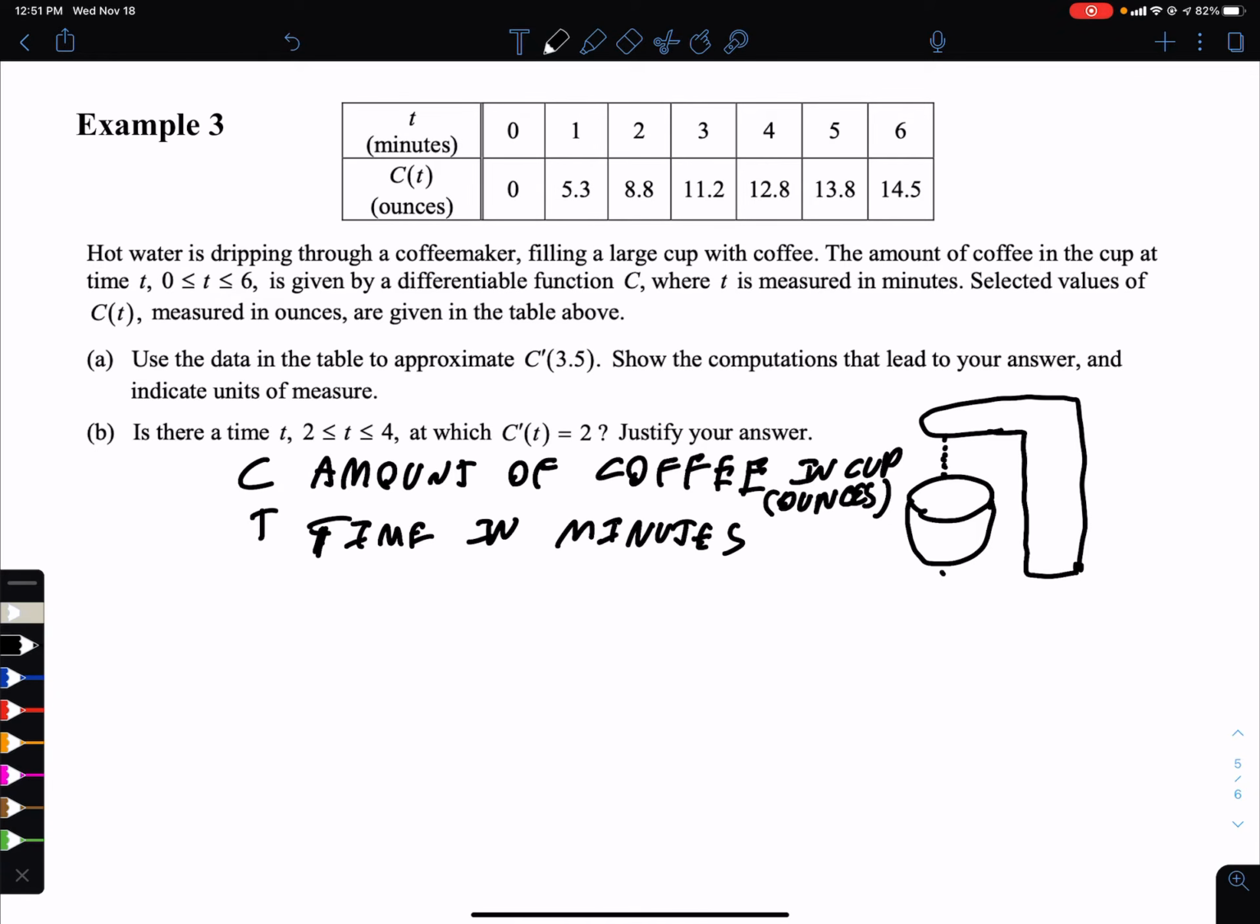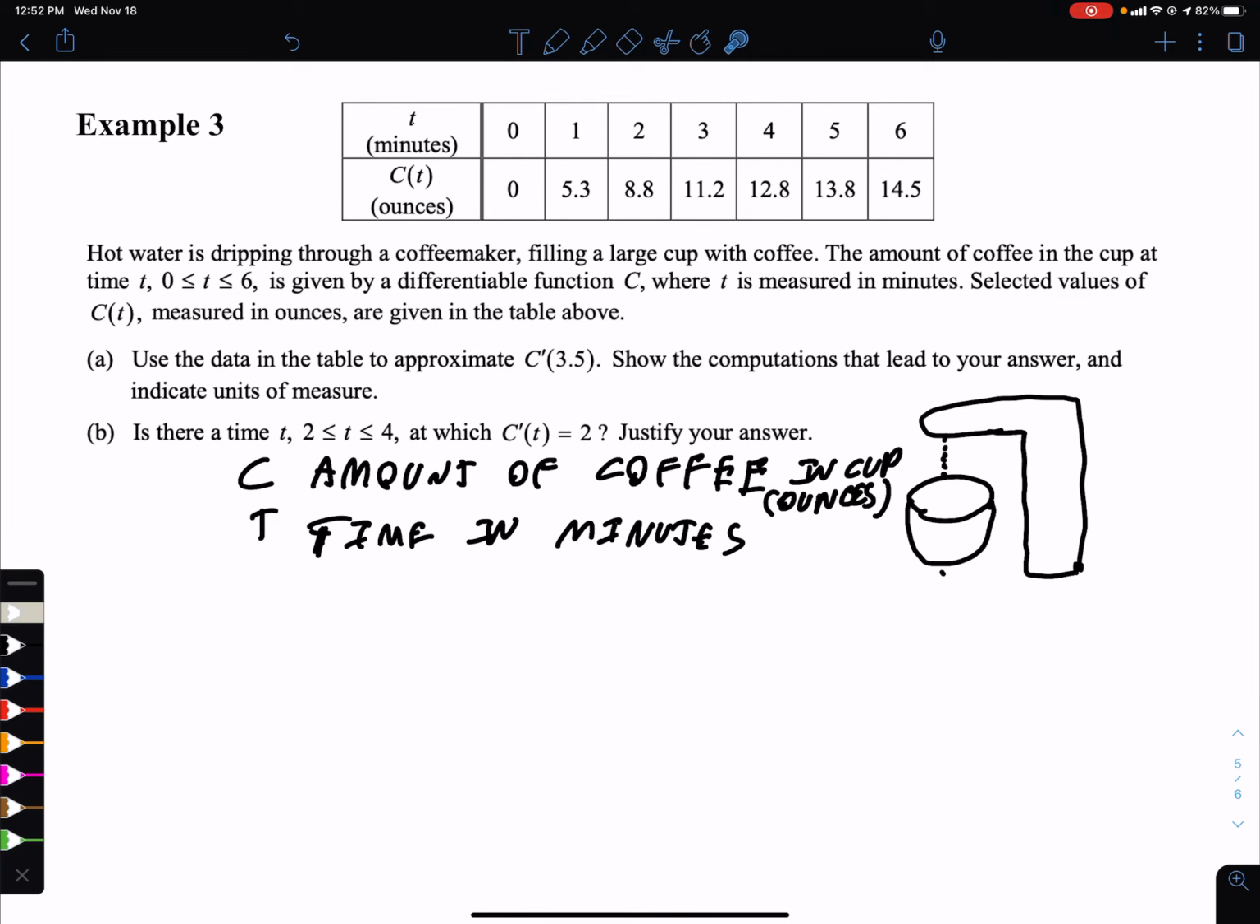We have values. So here's what it says. After 0 seconds, there is no coffee in the cup. After 1 minute, not seconds, 1 minute, there's 5.3 ounces of coffee in the cup. After 2 minutes, there are 8.8. After 3 minutes, 11.2. You'll see at first it increases quickly. A lot of coffee in 1 minute. Not as much, and it's slowing down. And if you've ever seen coffee, it goes fast at first and then it slowly drips, not as fast all the way through the process.